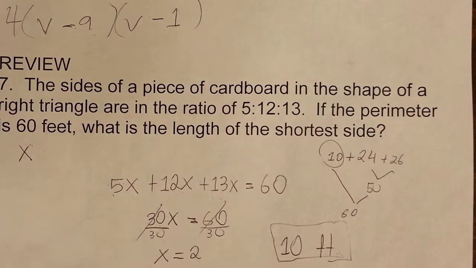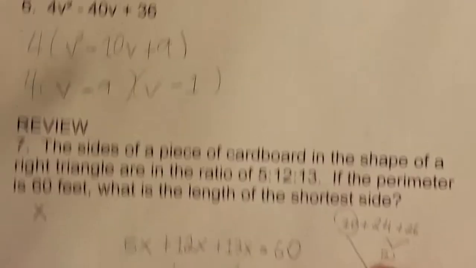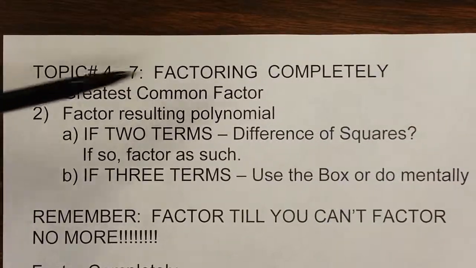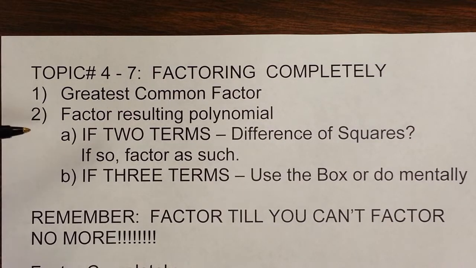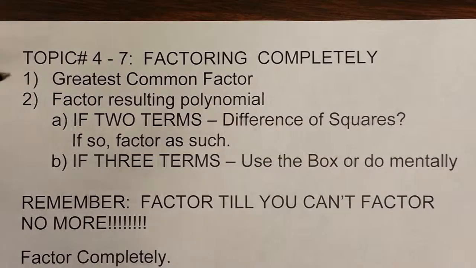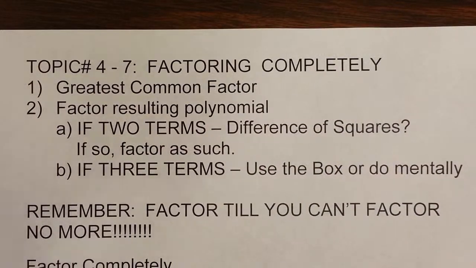Hopefully you understand a bit more about factoring completely. We just take all of the steps that we've used. So once again, to review, look for a greatest common factor. From then on, if you've got 2 terms, the difference of squares. If you've got 3 terms, use your box or do it mentally. Sometimes we might even encounter 4 terms, and then you should probably use factor by grouping.